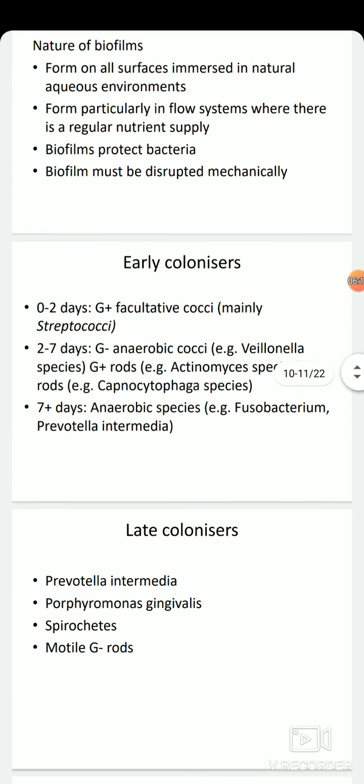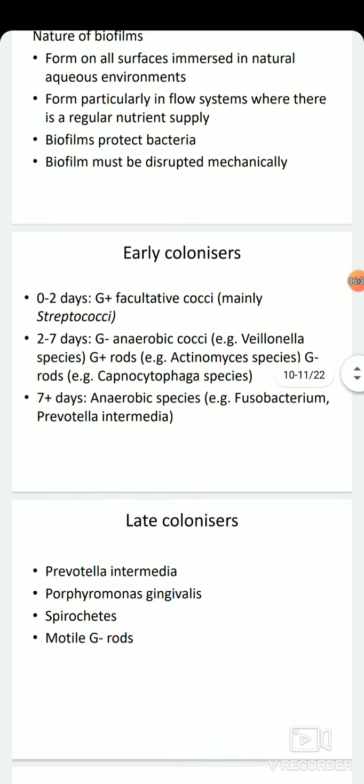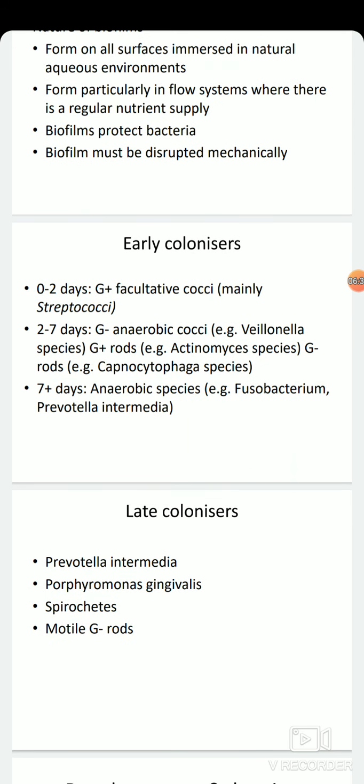So we have something called early colonizers and late colonizers. Early colonizers appear between 0 to 2 days. So gram positive facultative cocci, which mainly involve streptococci, form on the surface, and at 2 to 7 days it becomes gram negative anaerobic cocci, Veillonella species, and gram positive rods, Actinomyces species, and gram negative rods, that is Capnocytophaga species. And above 7 days, it becomes more of anaerobic species like Fusobacterium and Prevotella intermedia.